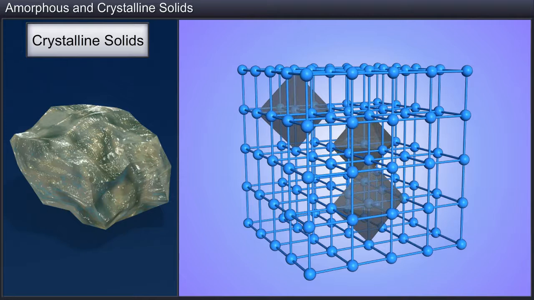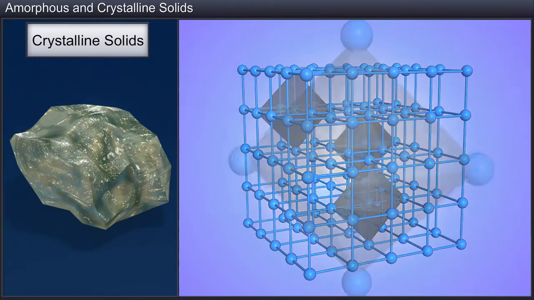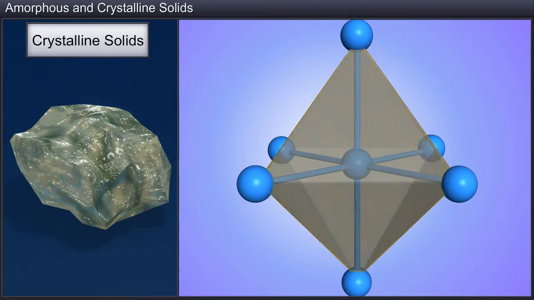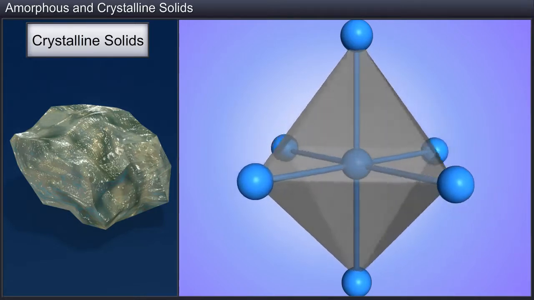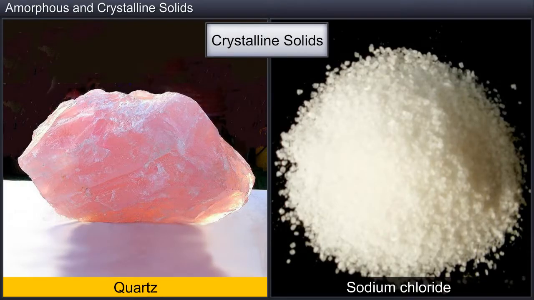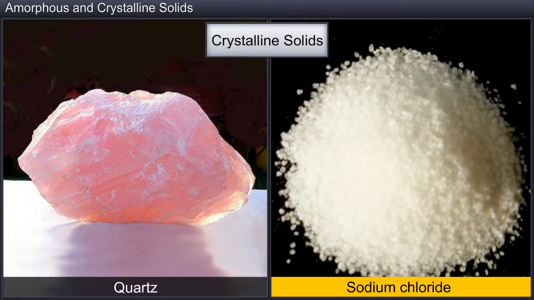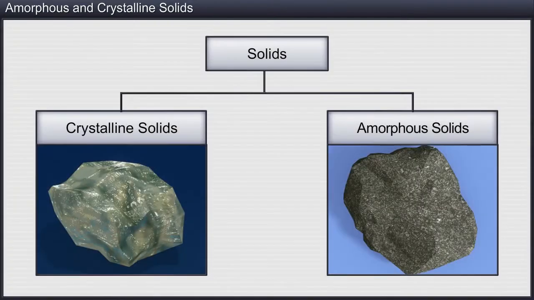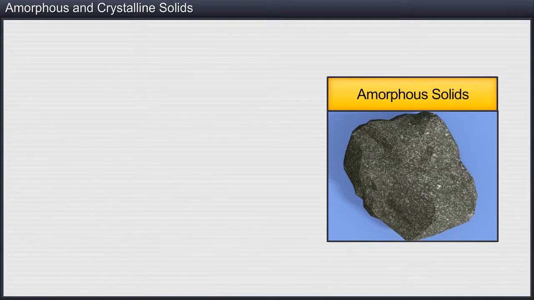Thus, a crystal is defined as a solid figure that has a definite geometrical shape, with flat faces and sharp edges. Quartz and sodium chloride are examples of crystalline solids. Now let's discuss amorphous solids.